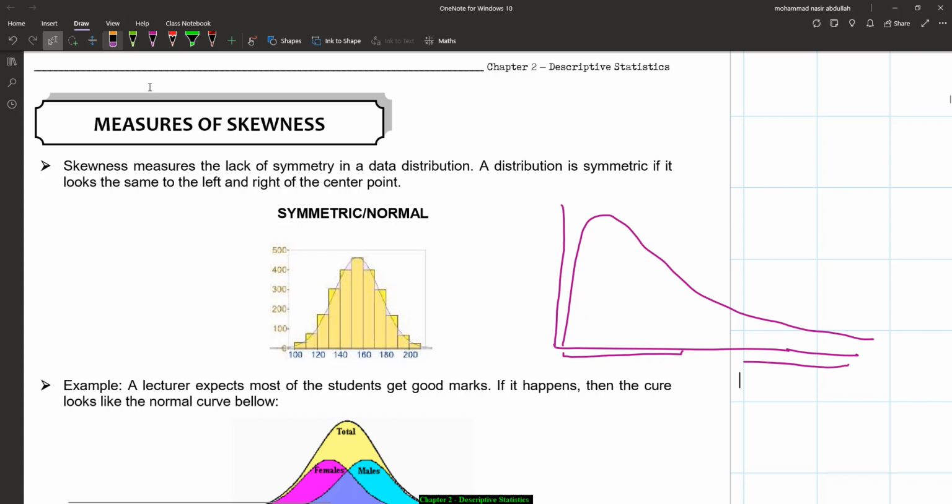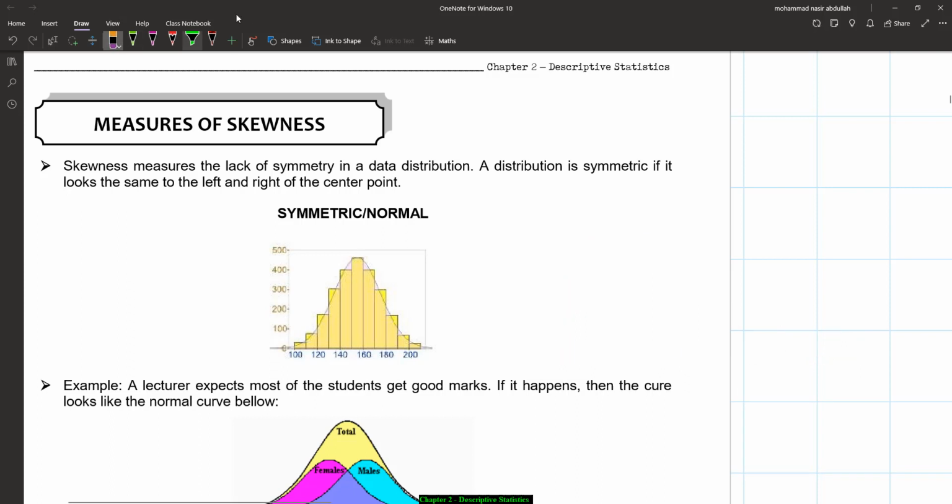Right? So now let's look at the definition of skewness. Skewness measures the lack of symmetry in the data. So a distribution is symmetric if it looks the same to the left and the right of the center point.